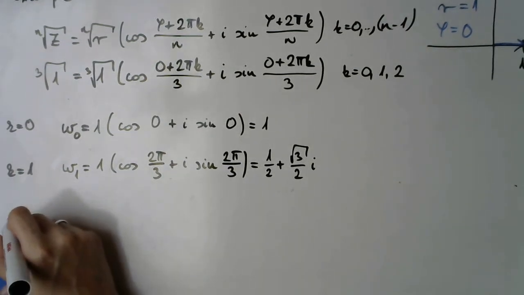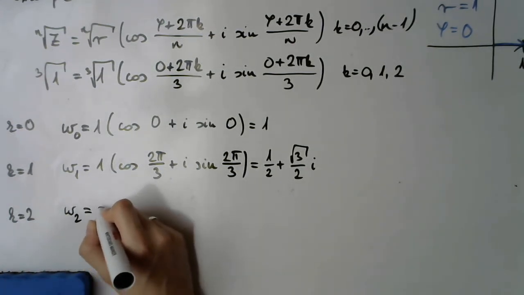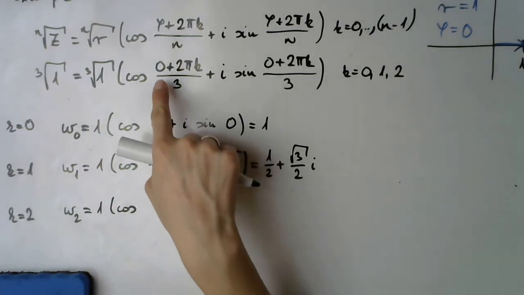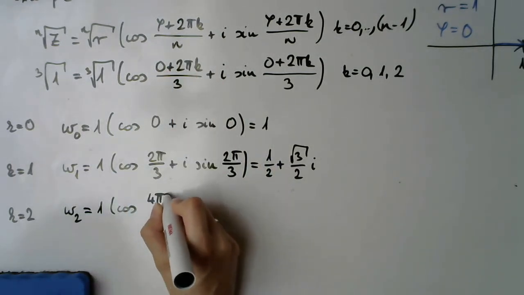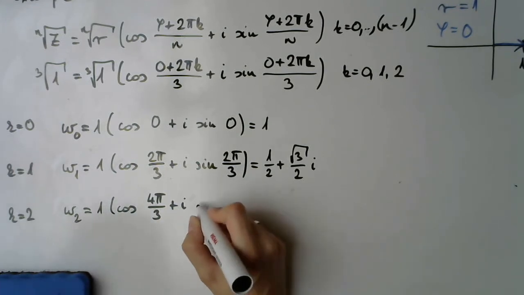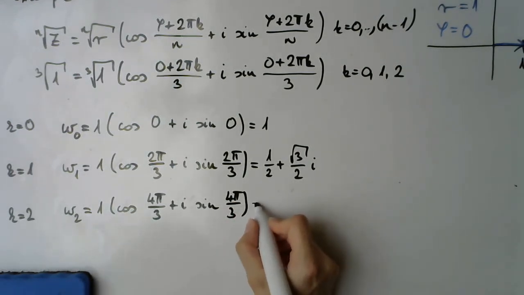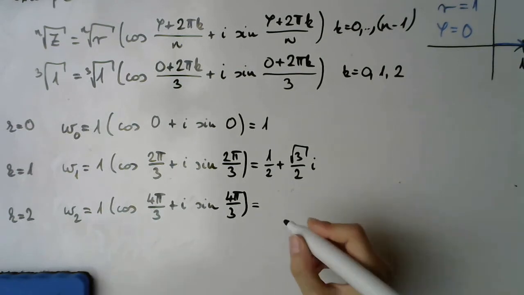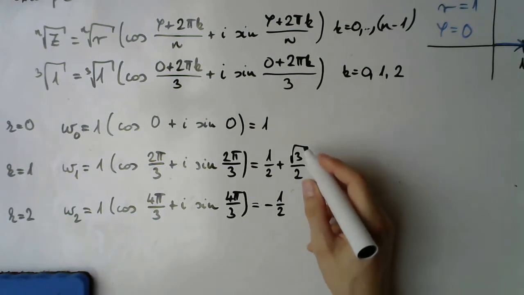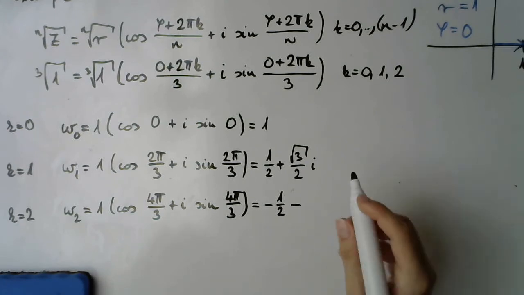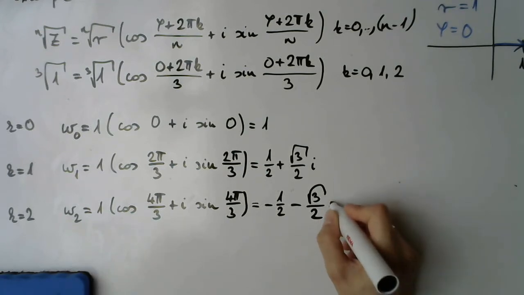And the third root, k equals 2. w2 equals 1 times cosine of (0 plus 2 pi times 2), which is 4 pi over 3. So cosine 4 pi over 3 plus i times sine 4 pi over 3, which can also be calculated. The cosine of 4 pi over 3 is negative 1/2. The sine of 4 pi over 3 is negative square root 3 divided by 2. So this is negative a half minus square root 3 over 2 times i.